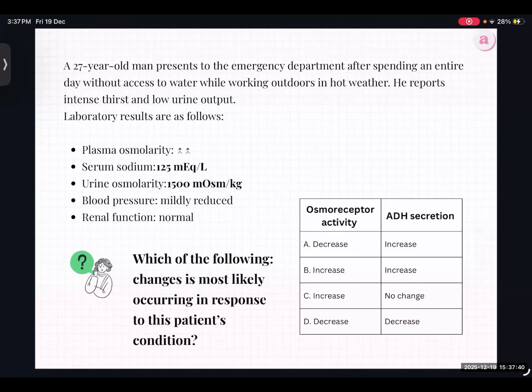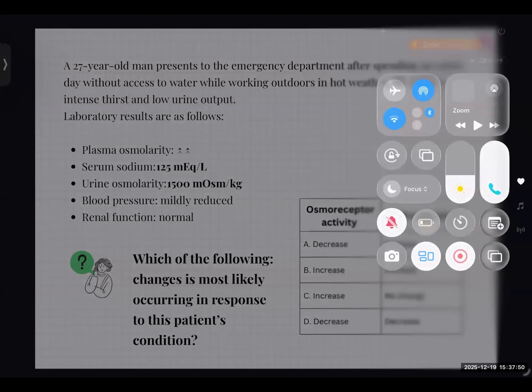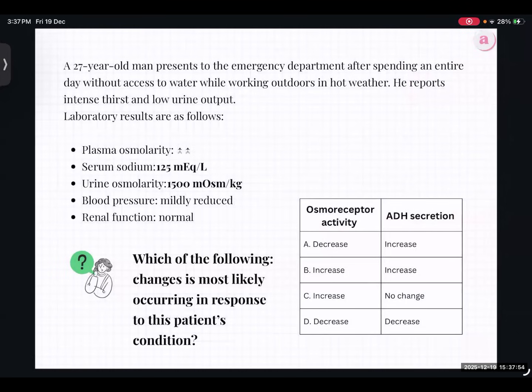So, what do you guys think? Which of the following changes are taking place in our patient? Is it decreased osmoreceptor activity, increased or decreased ADH, or increased ADH? Any other guesses?